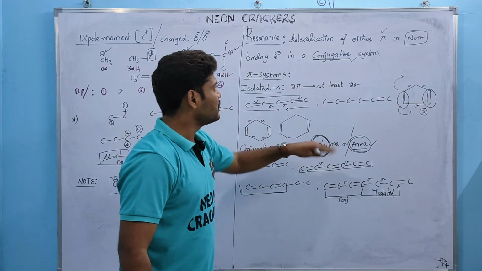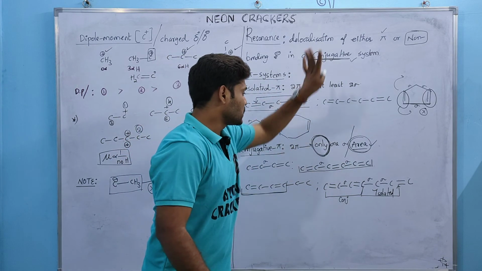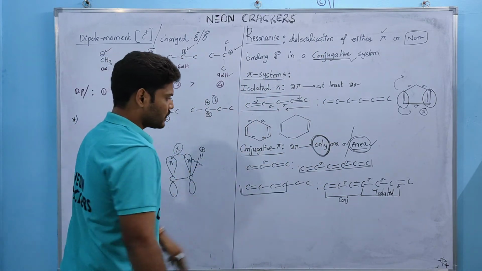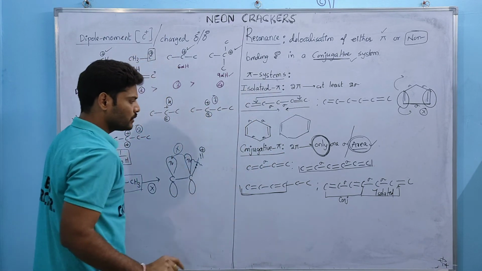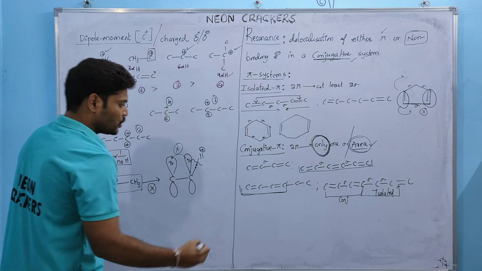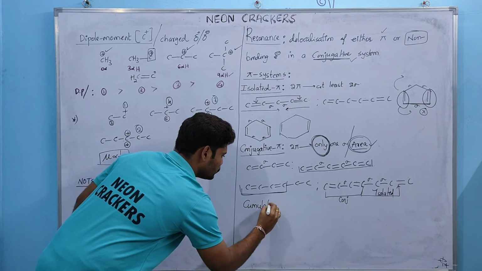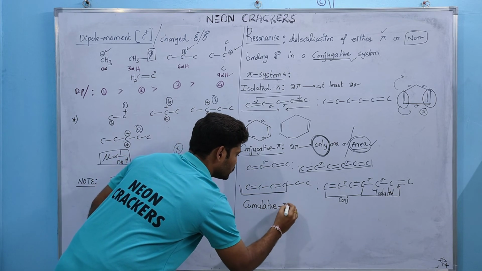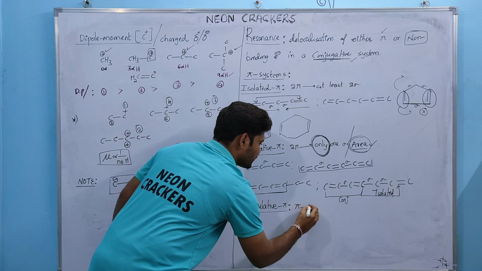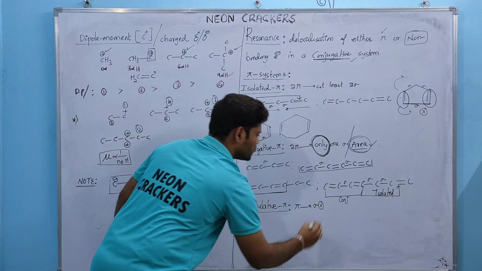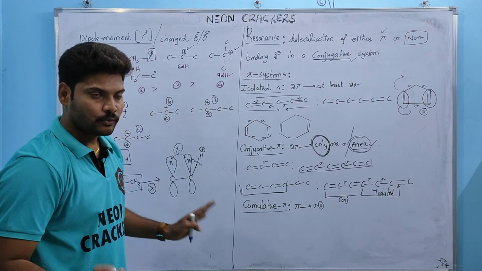In that area it may be delocalized. That condition is the conjugative system. We are not discussing conjugative systems here, only pi bonded systems. The pi bonded conjugative system is over. The pi bonded isolated system is over. The next one is the cumulative pi bonded system. Here pi bonds are not separated by sigma bonds, which means continuity would be there.